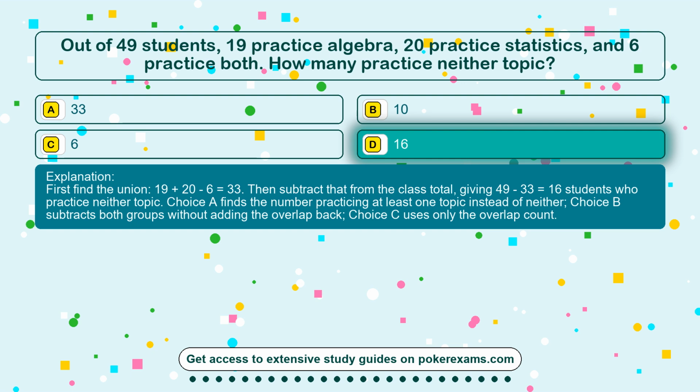Choice A finds the number practicing at least one topic instead of neither, choice B subtracts both groups without adding the overlap back, choice C uses only the overlap count.